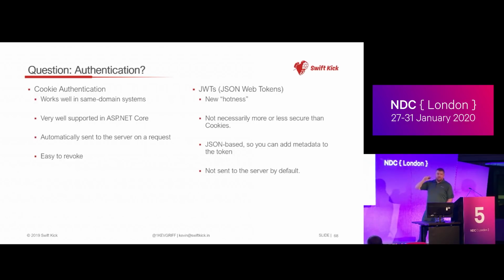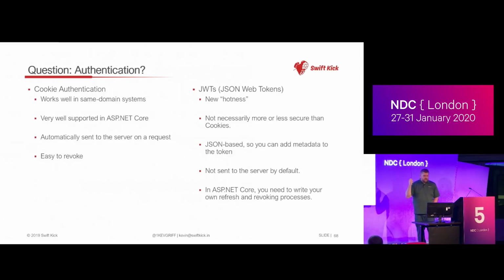They're also not sent to the server by default. Any request that you make to a web service where you want to send a JWT, you have to add it to the request. Something you learn the hard way the first time you start using them. In ASP.NET Core, you can create JWTs really easily. It's built-in support. However, there's no process for revoking them or refreshing the tokens.